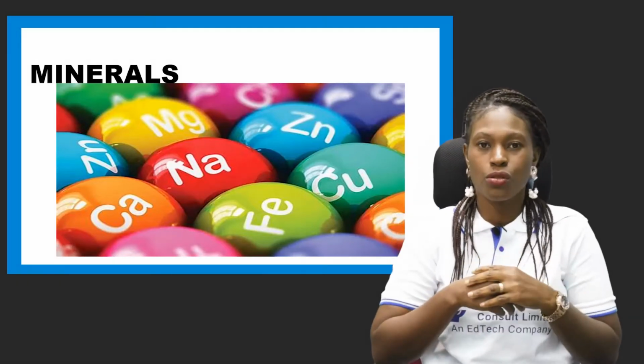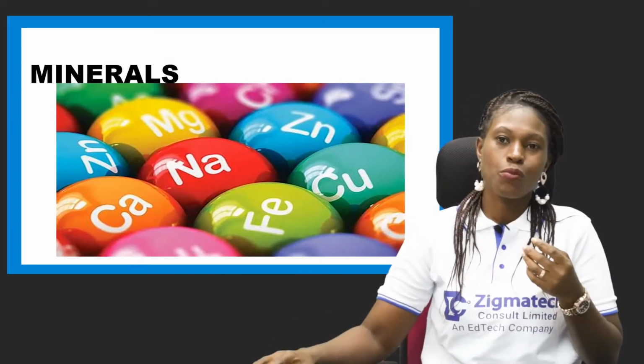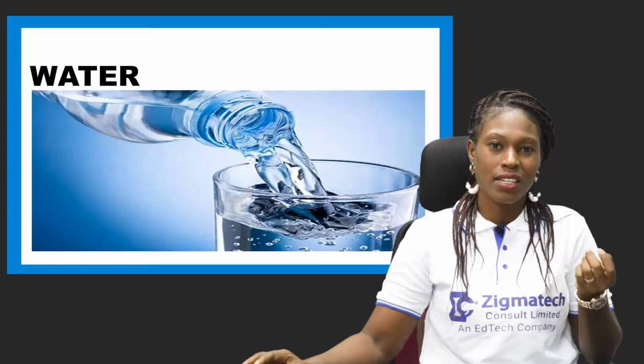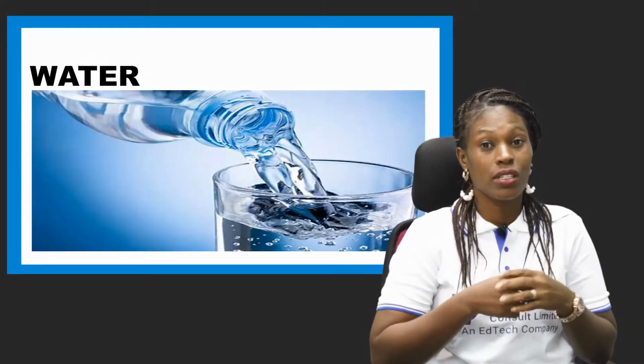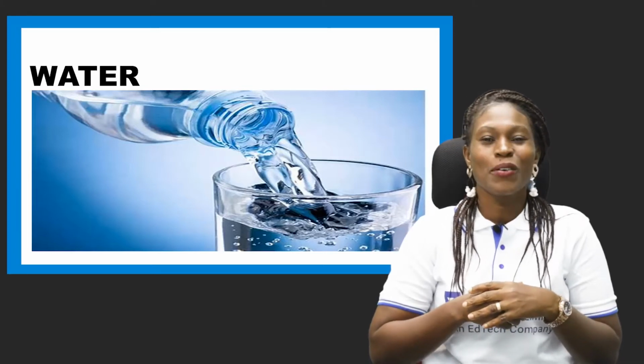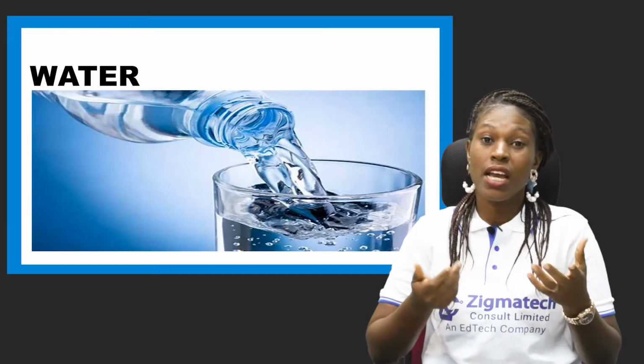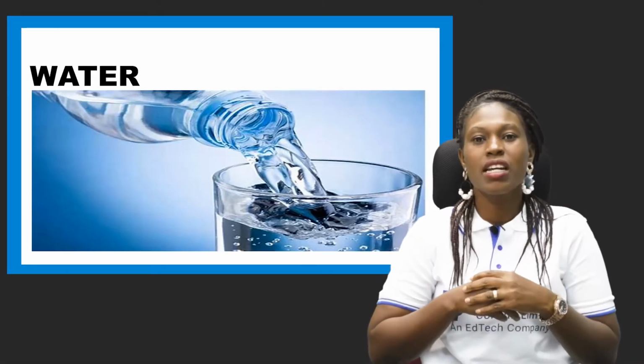They're very important too. You find them in fruits and veggies as well. Let's move on to the next one. Water. Water is very important. Water too is a micronutrient. It's very important that we take water. Like we said, our body contains 2/3 water, so we need a whole lot of water.